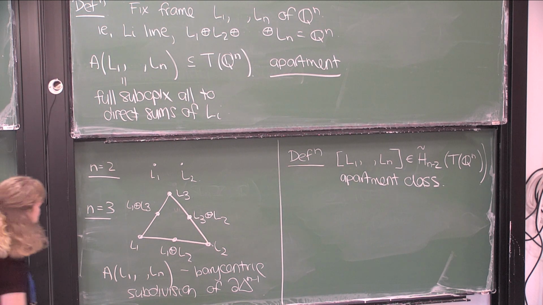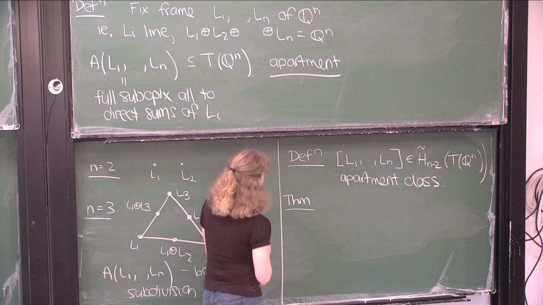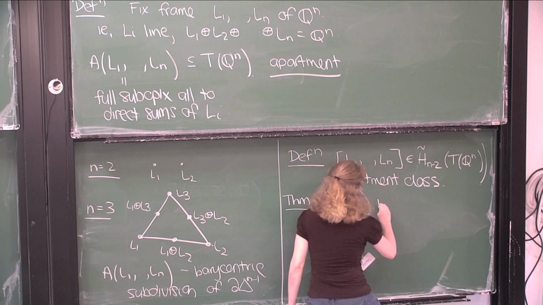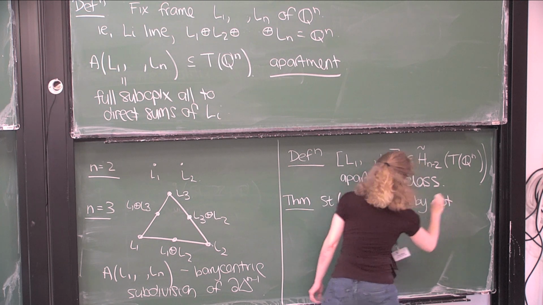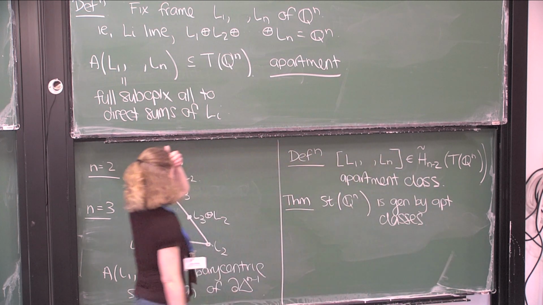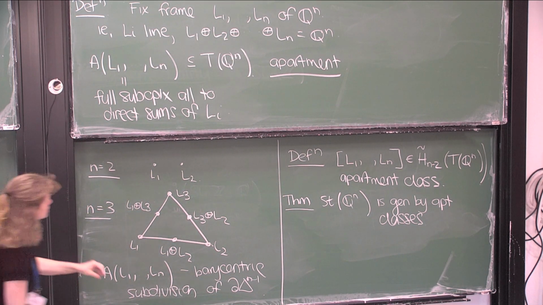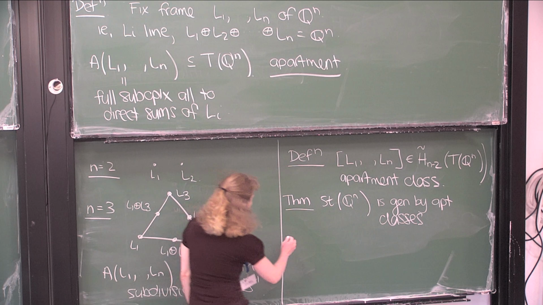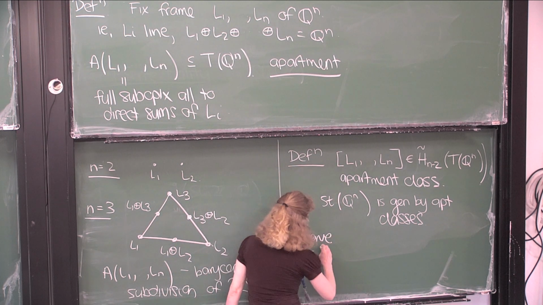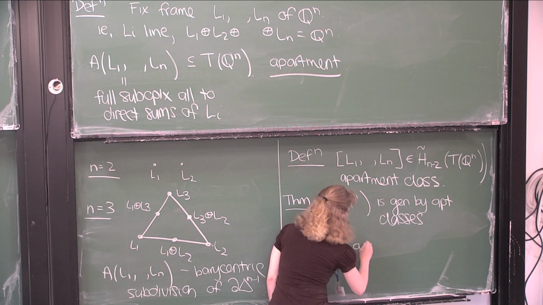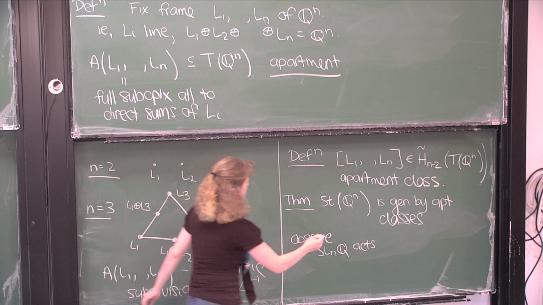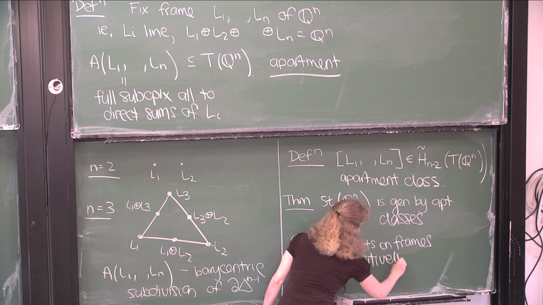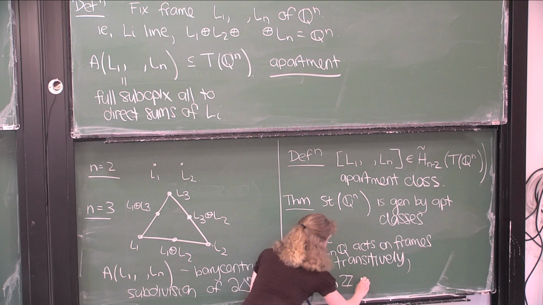So it follows from the Solomon-Tits theorem that the Steinberg module is generated by these apartment classes. Okay. Though, unfortunately, it's not totally immediate to compute the coinvariants for the following reason. Observe that if you were acting by SLnQ, the action on the set of frames would be transitive, but SLnZ does not.